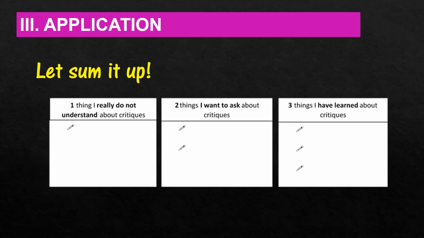So let's now proceed to part 3, which is application. Here you are going to fill in the boxes with the information that is asked about you. For the first box, you write one thing that you really do not understand about critiques. Second box, 2 things you want to ask about critiques. And the third box, you have to write here the 3 things that you have learned about critiques.